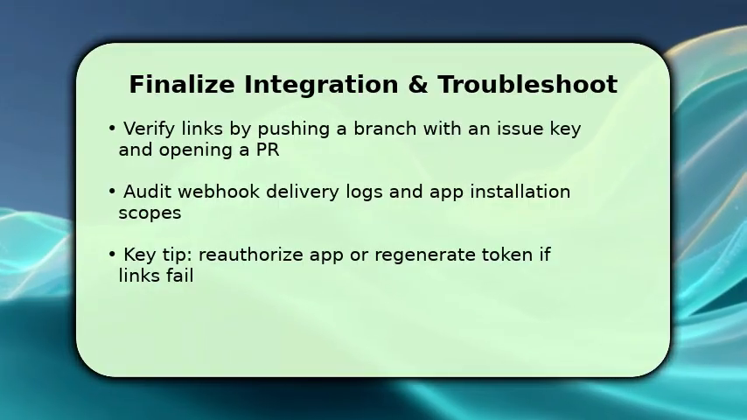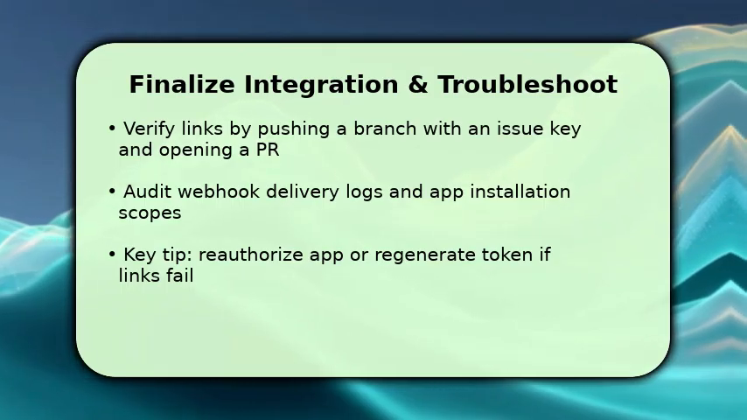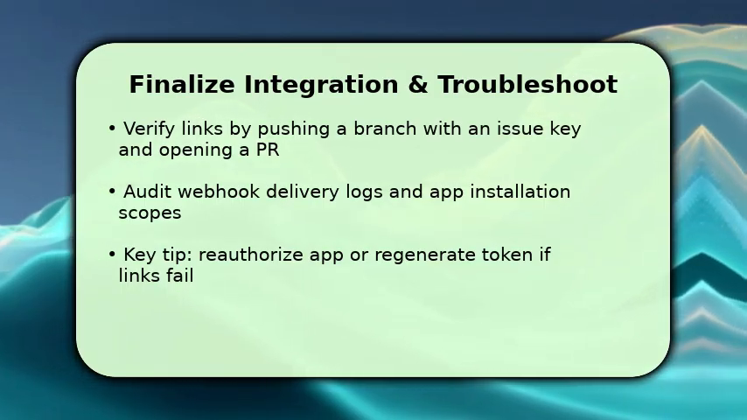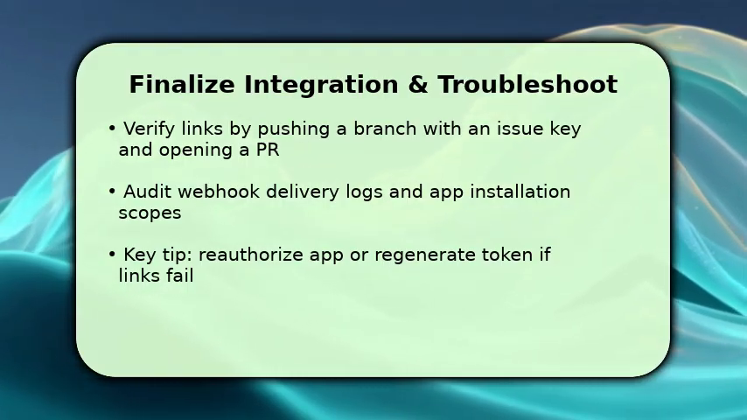Push a branch named with the Jira key, open a PR, and watch Jira auto-link and update the issue. Once confirmed, audit webhook delivery logs and automation history to ensure events arrived and actions ran.